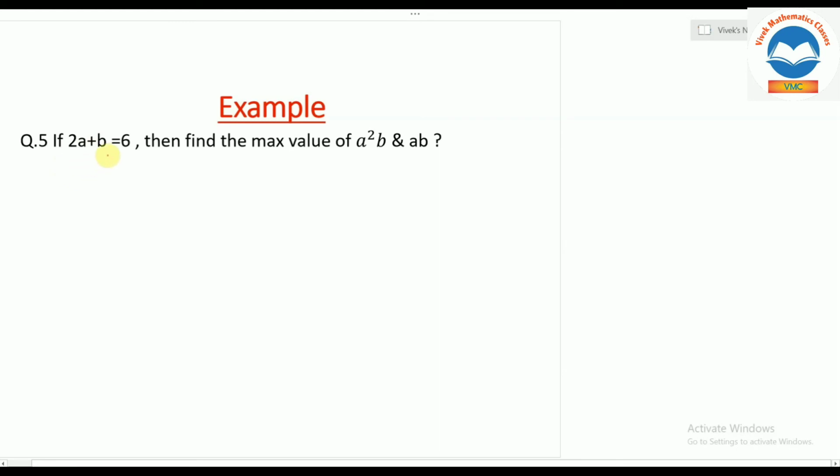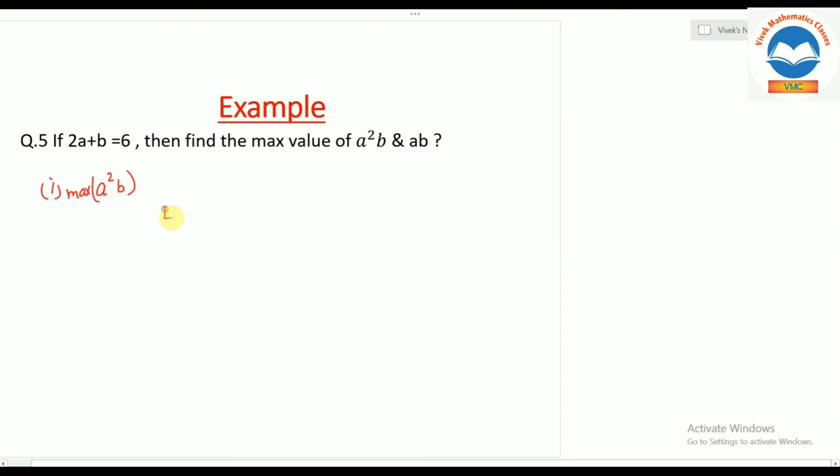Next. If 2a plus b equals 6, then find the maximum value of a square b. In the first part they are asking a square b. We need to find the maximum value of a square b. Okay. See, here we have been given a square b. How will you get a square b? If you multiply a into a into b, if you multiply these three numbers, a, a and b, then you will get a square b. And if you add all these three numbers, what will you get? a plus a will be 2a, plus b. You will get 2a plus b, which is what we have been given.